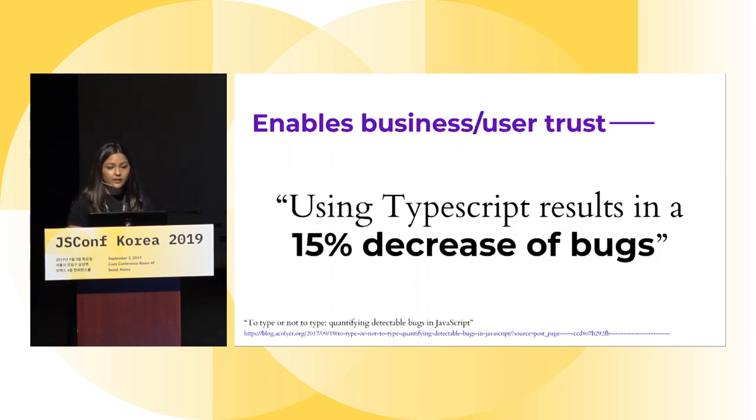As a bonus, TypeScript can also enable business and user trust. According to a study done by a computer science researcher, Adrian Collier, using TypeScript results in a 15% decrease of bugs. Strong typing ensures that there will be less bugs, which helps PMs and other people focused on the business side of things trust that your features will be more efficient. And of course, the users will appreciate experiencing less bugs as well.